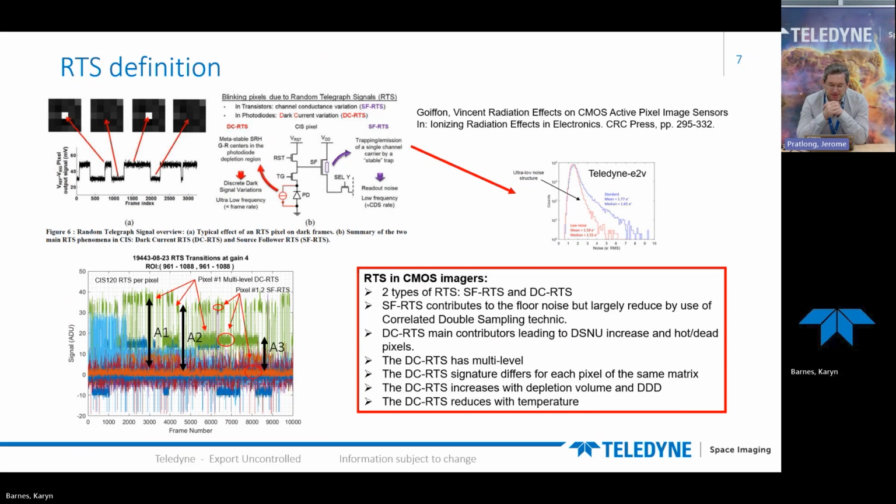It is to be noticed that the dark current RTS can have multiple levels. The signature can be different per pixel. And again, this dark current RTS will be a function of the depletion volume and the dose of the test. These effects can be reduced and controlled by temperature if it's possible in the application to cool to low temperature.